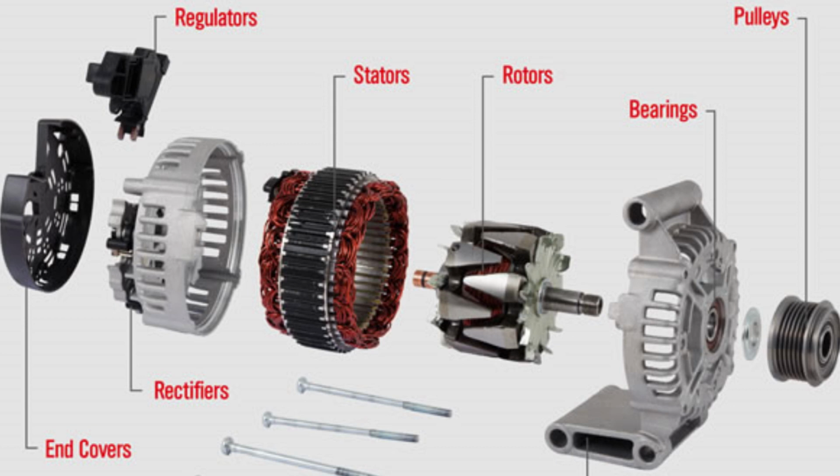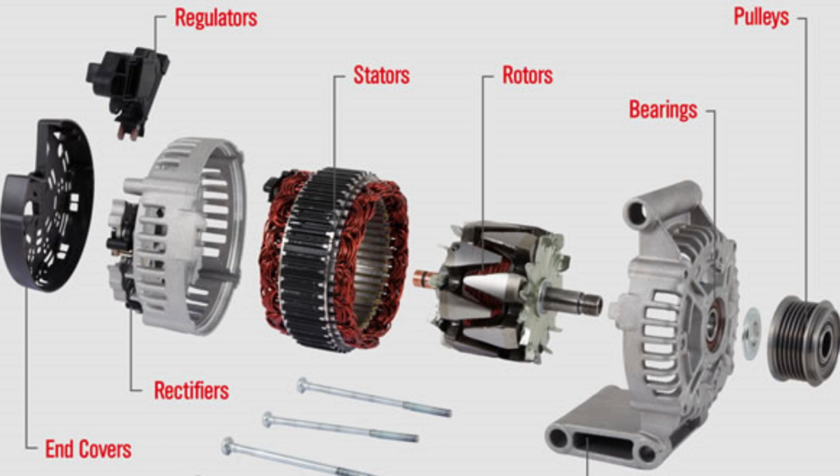Rotor. The rotor is the rotating component of the alternator. It consists of a shaft and a set of windings or coils. The rotor rotates within the stator and generates a changing magnetic field when an electrical current is passed through its windings.